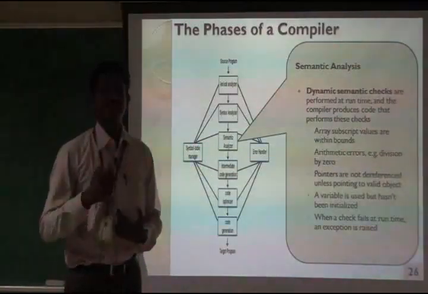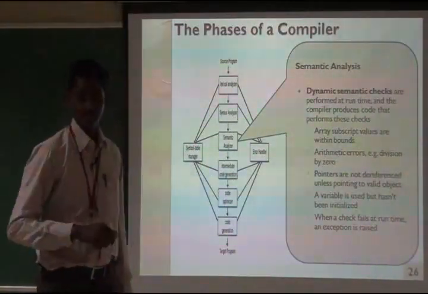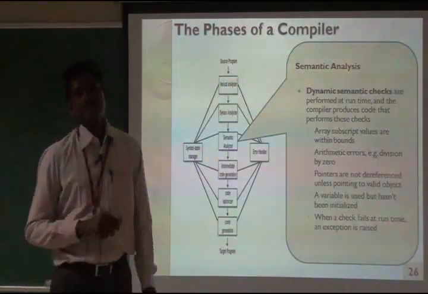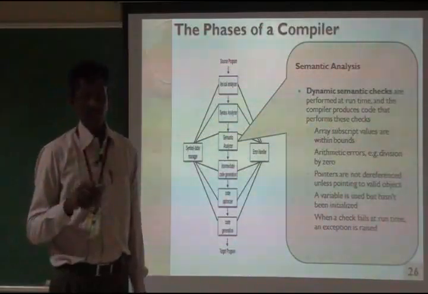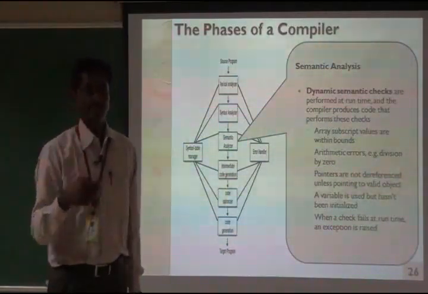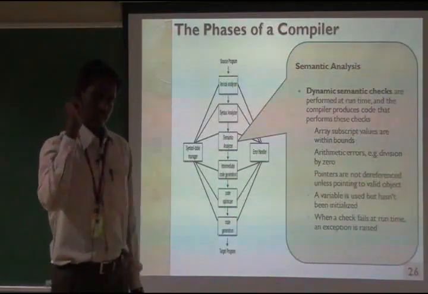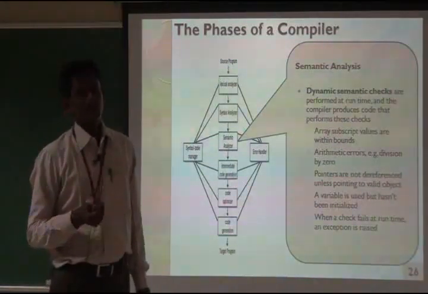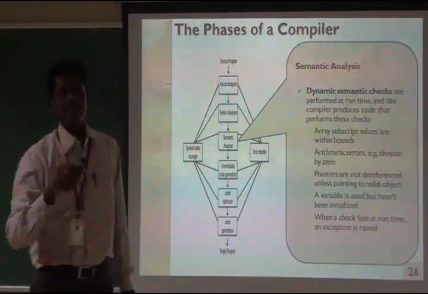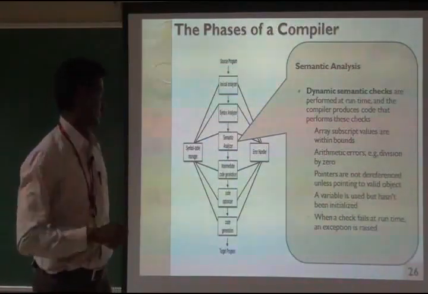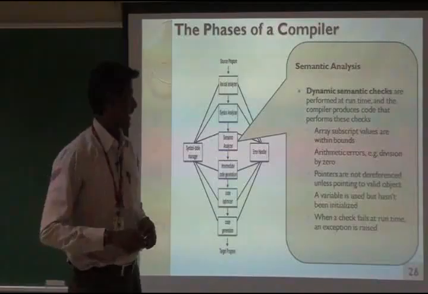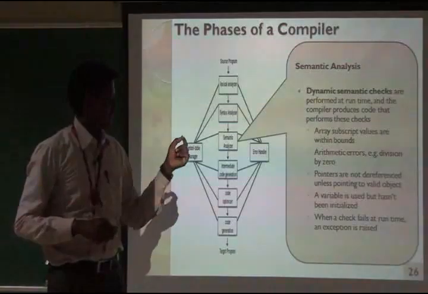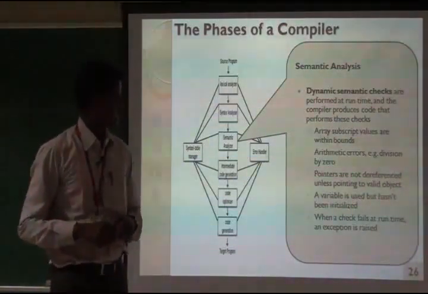Similarly, arithmetic errors, the divide by 0 error. Suppose there is a statement C equal to A by B. If you give the values A 10, B 5, the result is 2. If your inputs are A 10, B 0, the computer cannot divide anything by 0, and the error is called divide by 0 error. That is also checked by the semantic analyzer during runtime. Similarly, pointers.